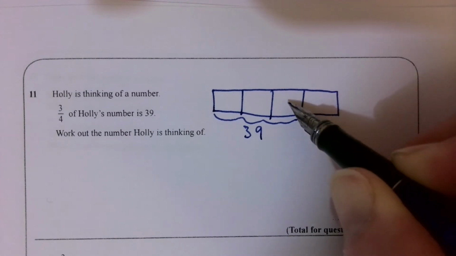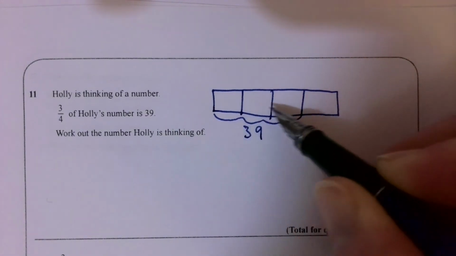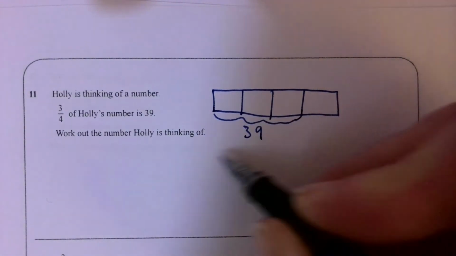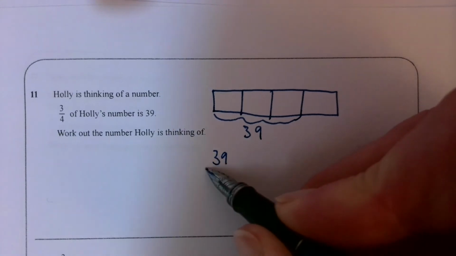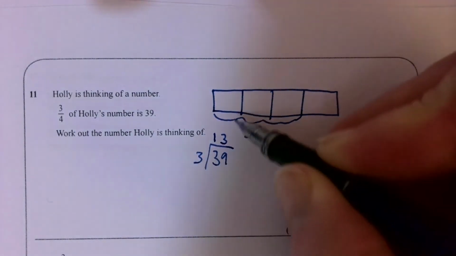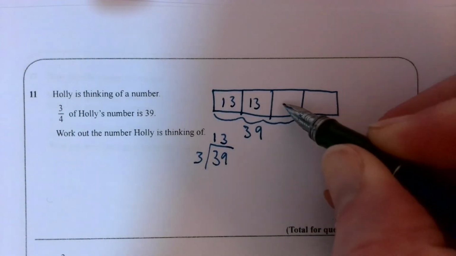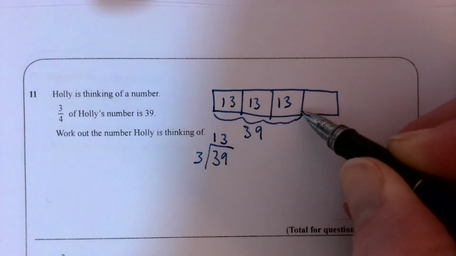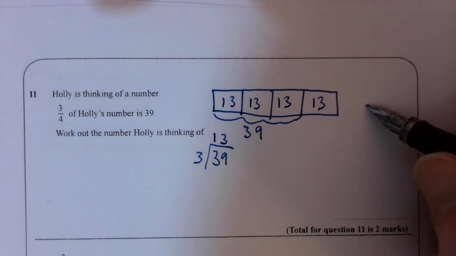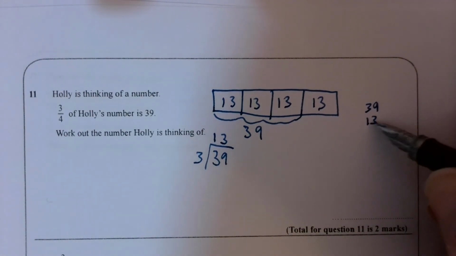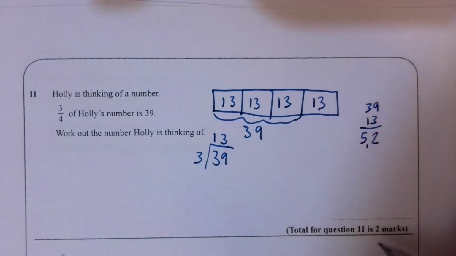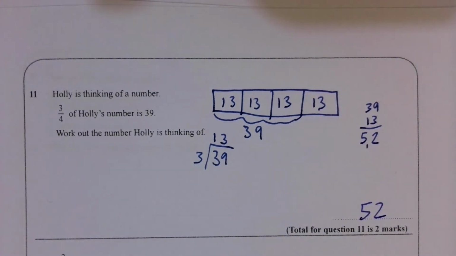What could we do to work out what goes in each box? Well, each quarter is the same size, isn't it? But now we've actually got 3 bits. So if I do 39 divided by 3, 3 goes into 39 13 times. So 3/4, that makes you 39. There's your extra quarter. So what we need to do is add that quarter onto 39, or do 4 times 13, and that gives us 52. So 52 was the number Holly was thinking of.